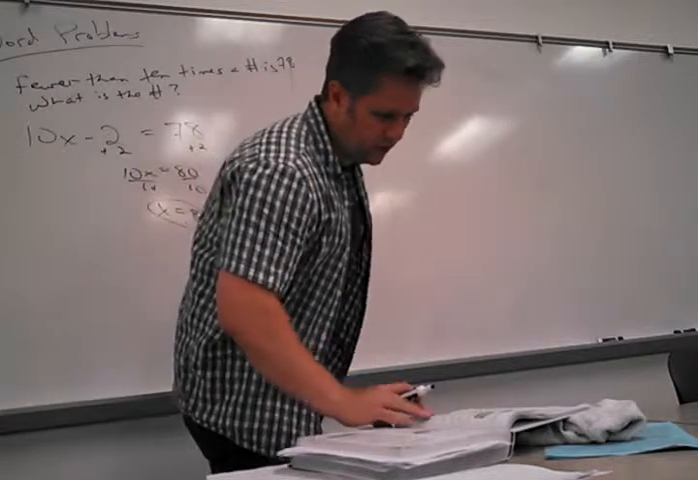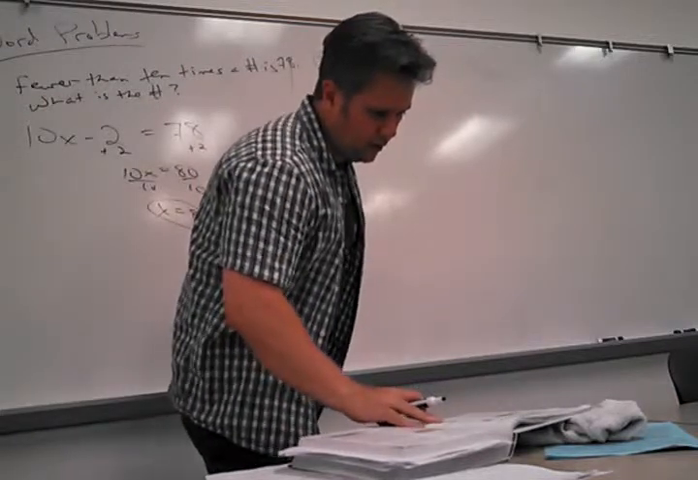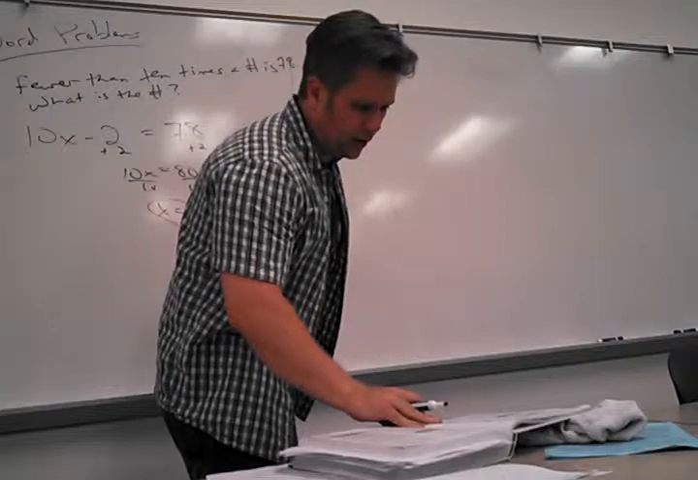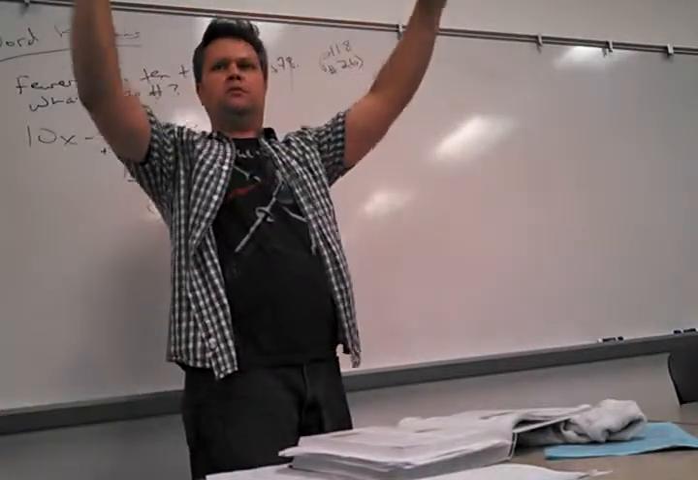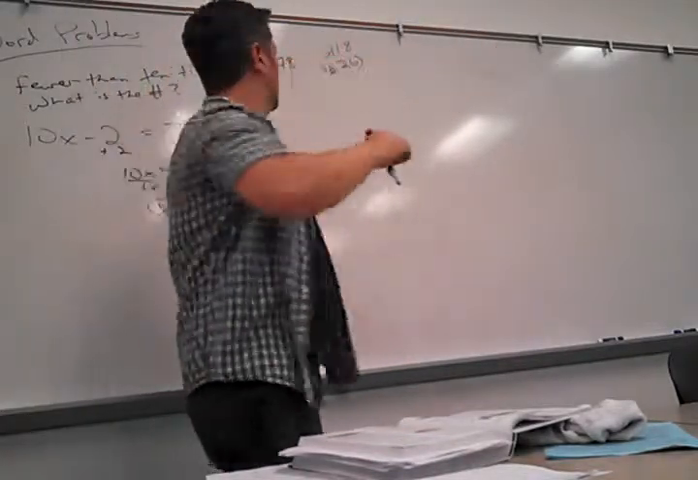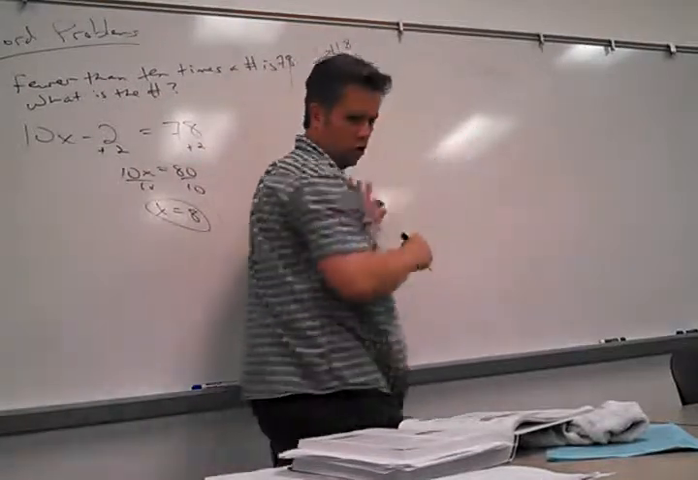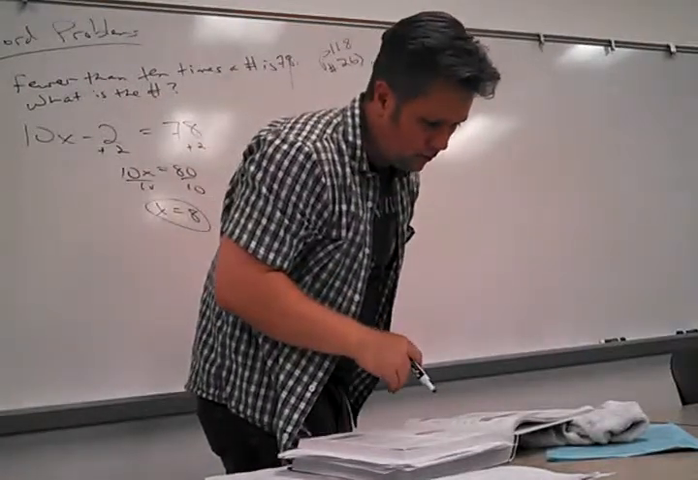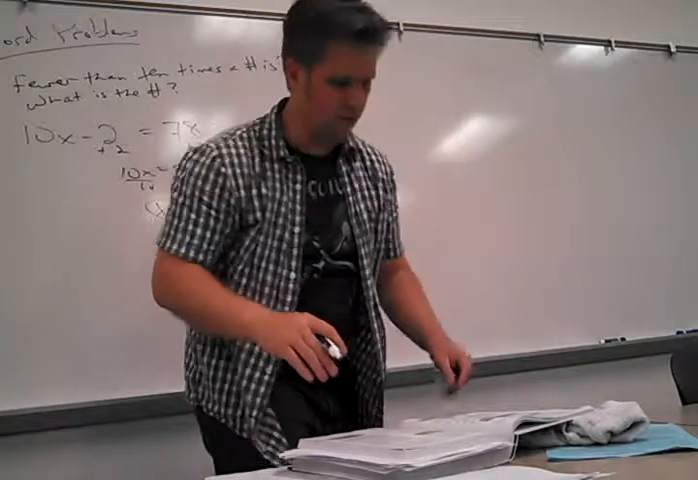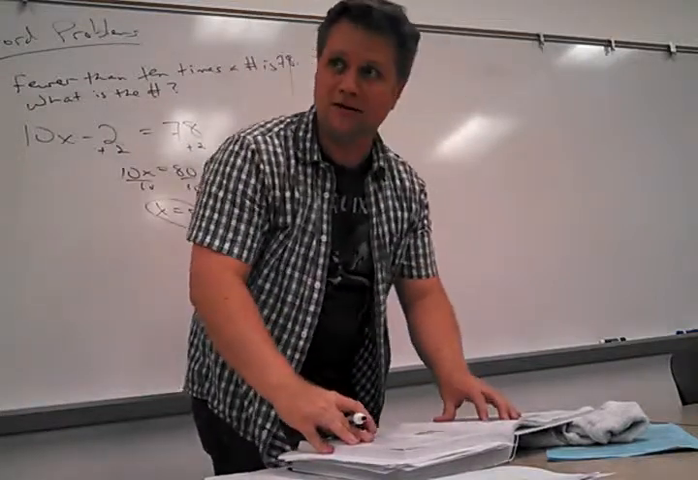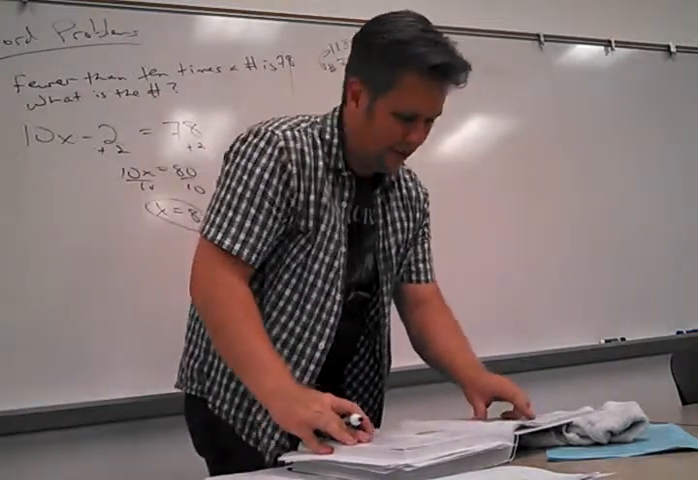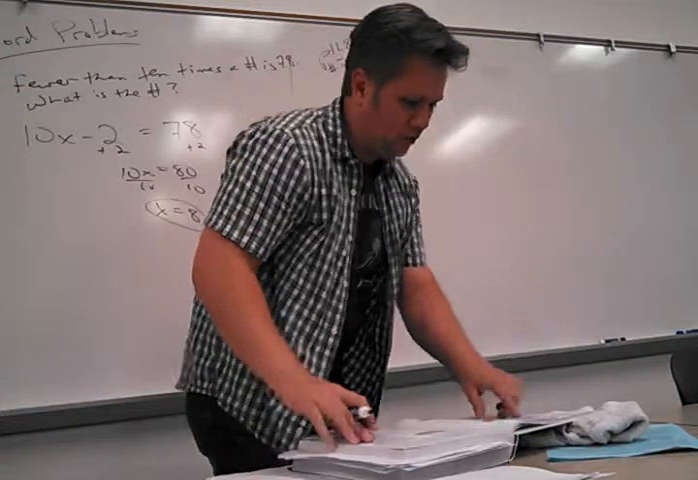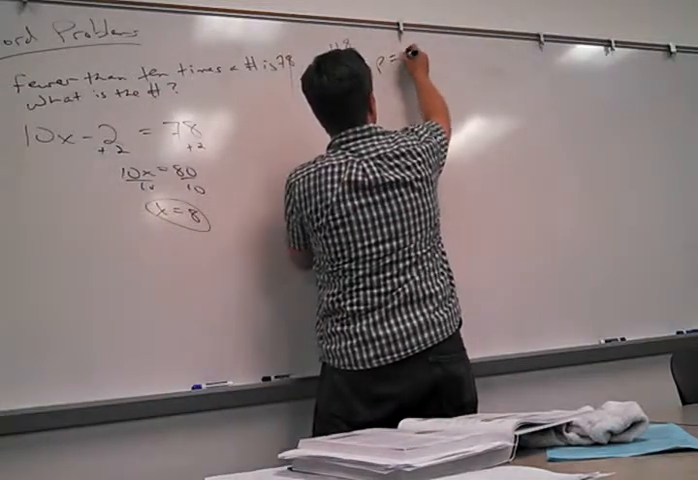So number 26 says, the perimeter of the state of Wyoming is 1,280 miles. The width is 90 miles less than the length. So we're assuming that Wyoming is a perfect rectangle, by the way. Wyoming, yeah. What's up? Oh. Actually, I don't, but that's right. Perimeter of the state of Wyoming is 1,280 miles. So the perimeter is 1,280.